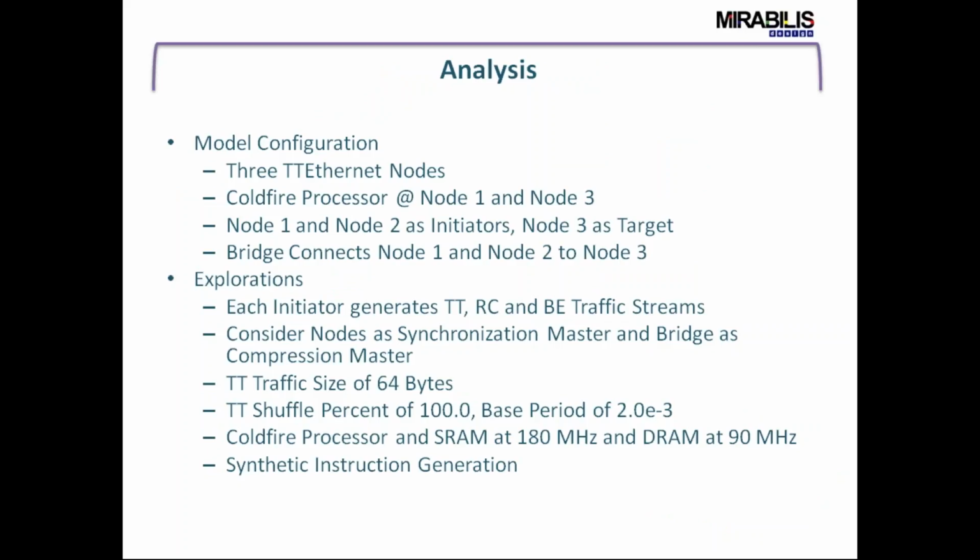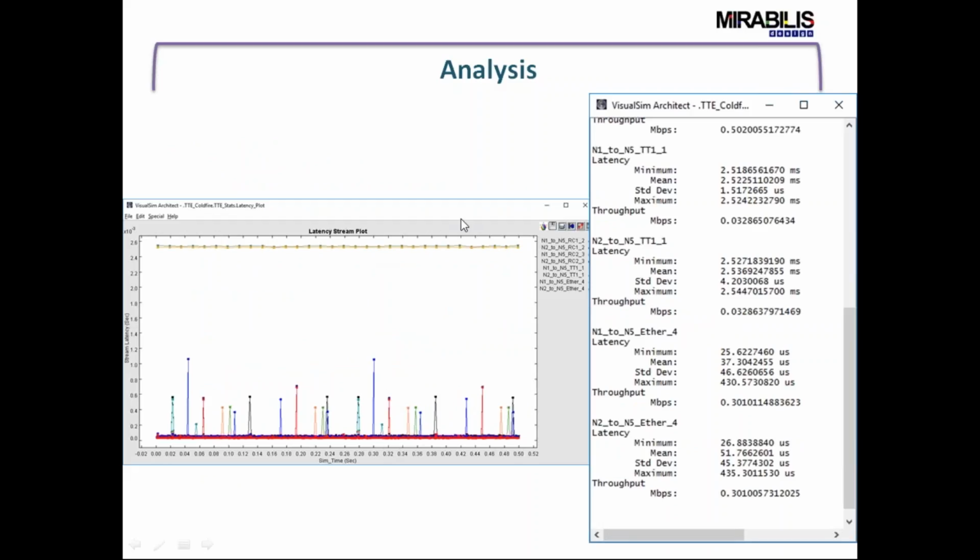Okay, and the kind of exploration that we're conducting over here is each initiator actually generates time-triggered or rate-constrained or best effort traffic streams, and I can completely control these, and I can make sure that one particular node can only generate rate-constrained, or only one particular node can generate only time-triggered traffic, things like that. Okay, and also we have considered other configurations, such as considering all the nodes as synchronization masters and bridges as compression masters. Okay, and the TT traffic size that I've considered here is about 64 bytes and a shuffle percentage of about 100%.